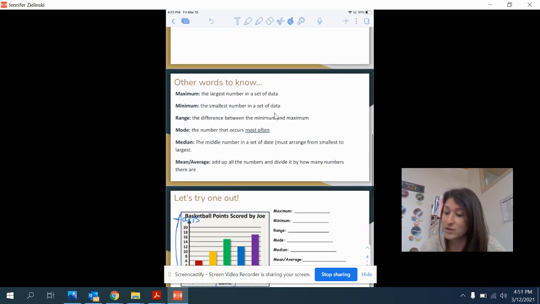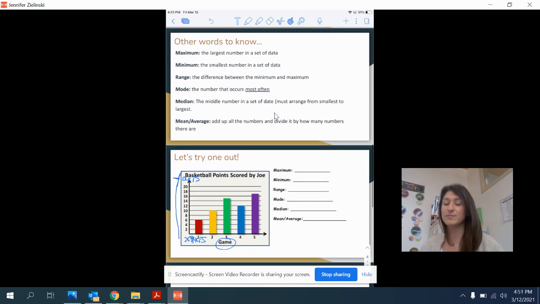So what we're going to do today, we're going to practice getting familiar and comfortable with some of these words. You may have seen some of them before. And then you're going to actually get a chance to make a bar graph based on some data, which we'll go through together. So we need to make sure we know our maximum, that's the largest number in a set of data. The minimum is the smallest. We've done the maximum and minimum when we looked at line plot graphs. The range is the difference between the minimum and maximum, which means we have to subtract those two numbers.